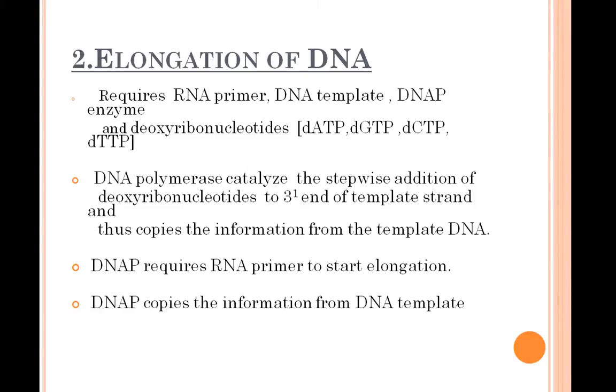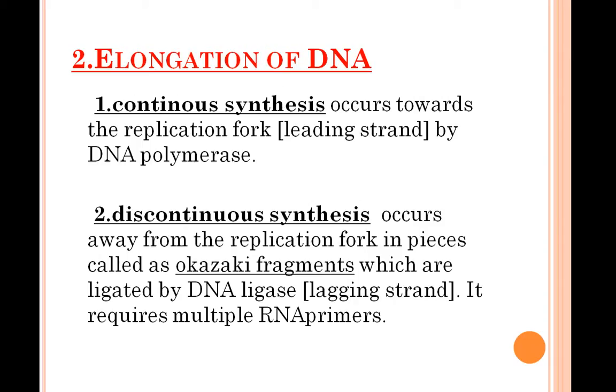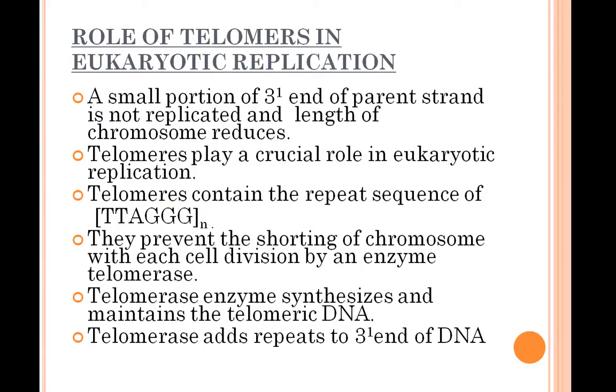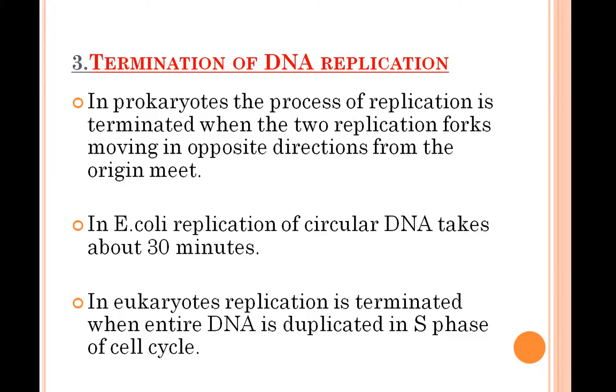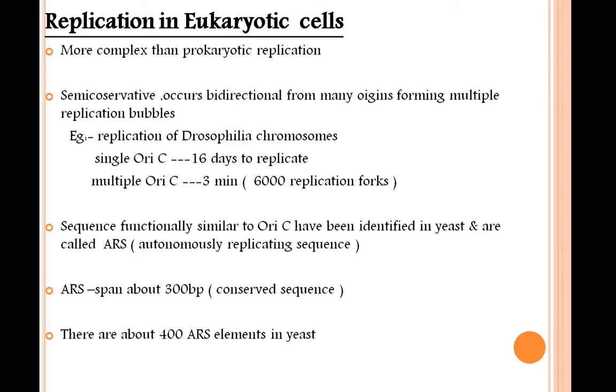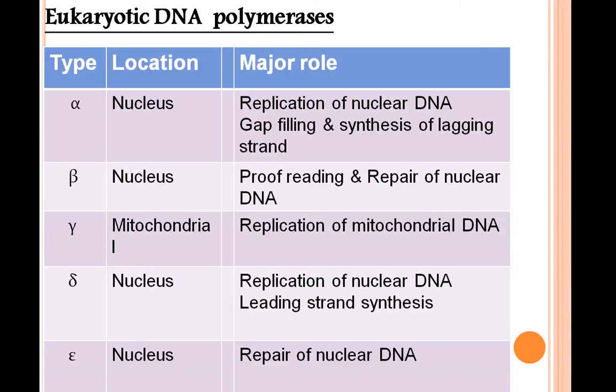Elongation is the major process, the elongation of template strands, with continuous synthesis and discontinuous synthesis through Okazaki fragments. Then there is replication in eukaryotic cells, where the DNA polymerases are different, and there are inhibitors, which prevent unwinding, such as inhibitors of gyrase. The eukaryotic polymerases are alpha, beta, and gamma.